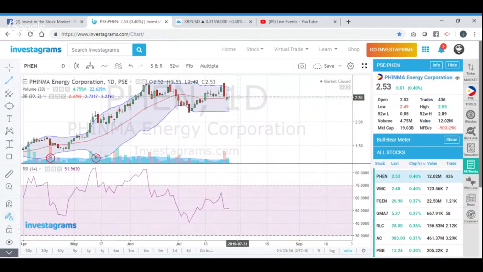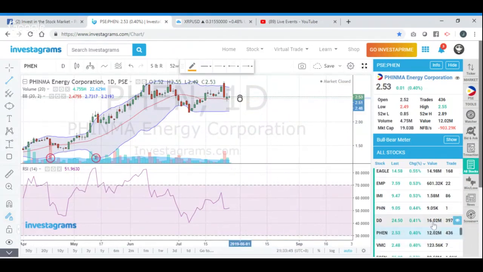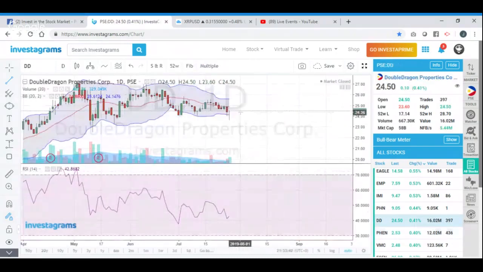So if you want to enter in this stock, just make sure you are near MA20. Next one is Double Dragon. Double Dragon will potentially still decline. You are below MA20, so just observe, it might still go sideways.